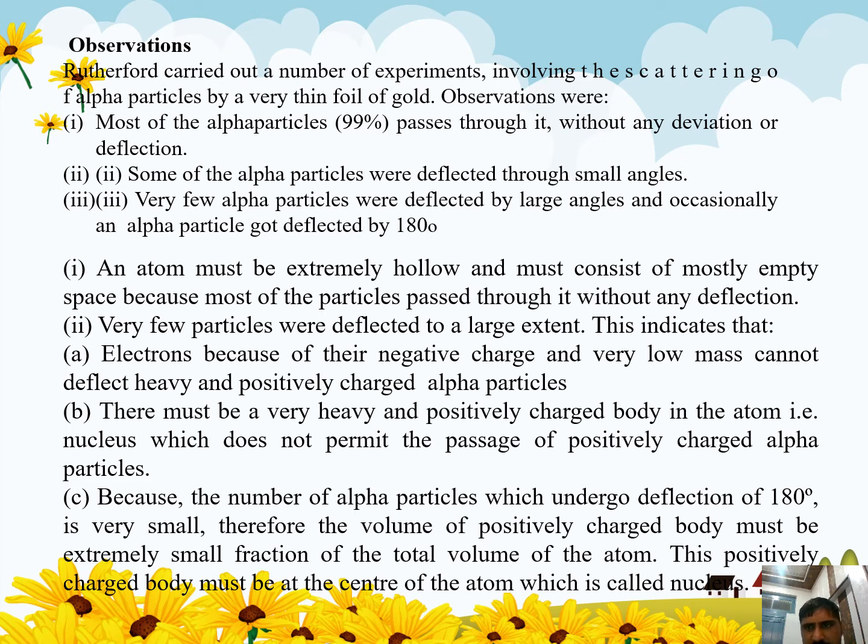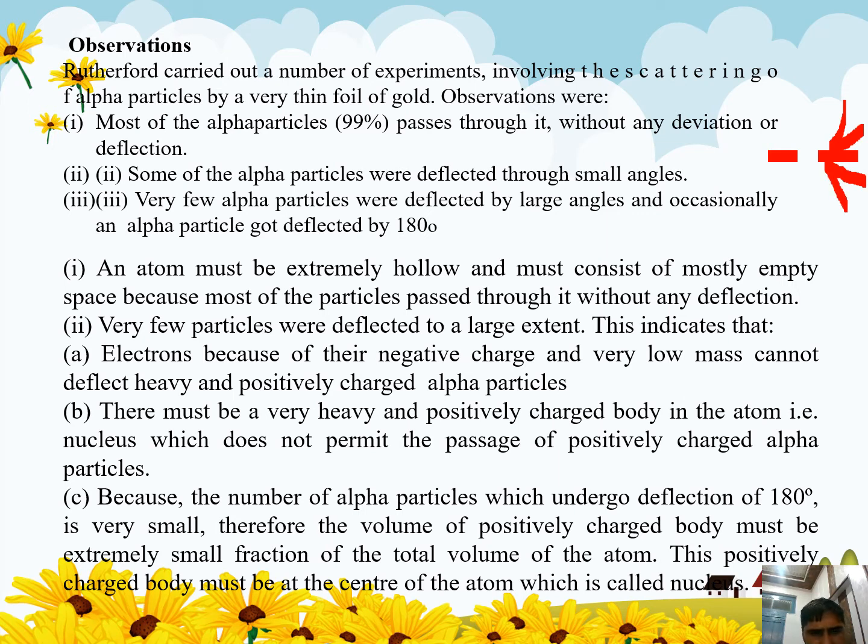Means suppose this is the alpha particle, some of them remain undeflected. Some of them are deflected through a large angle, and some are deflected through a very small angle. Getting me? This is small angle and this is large angle.